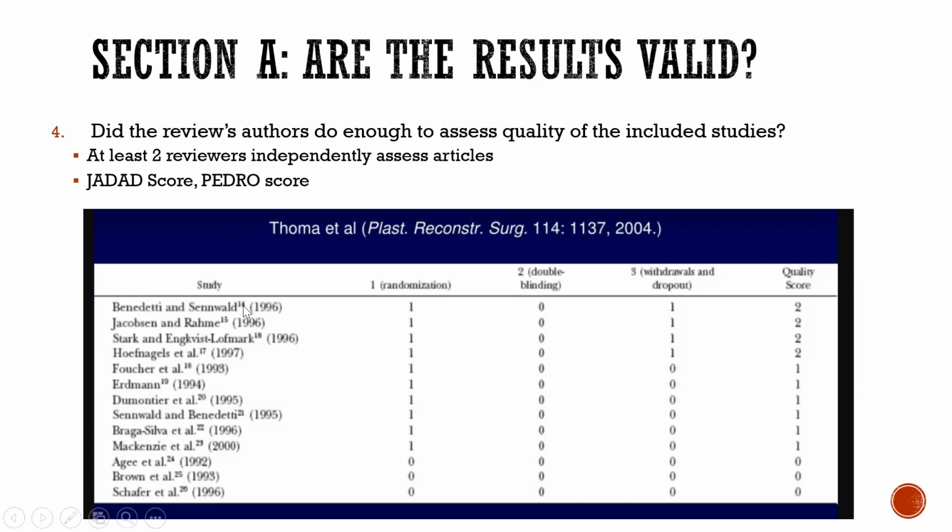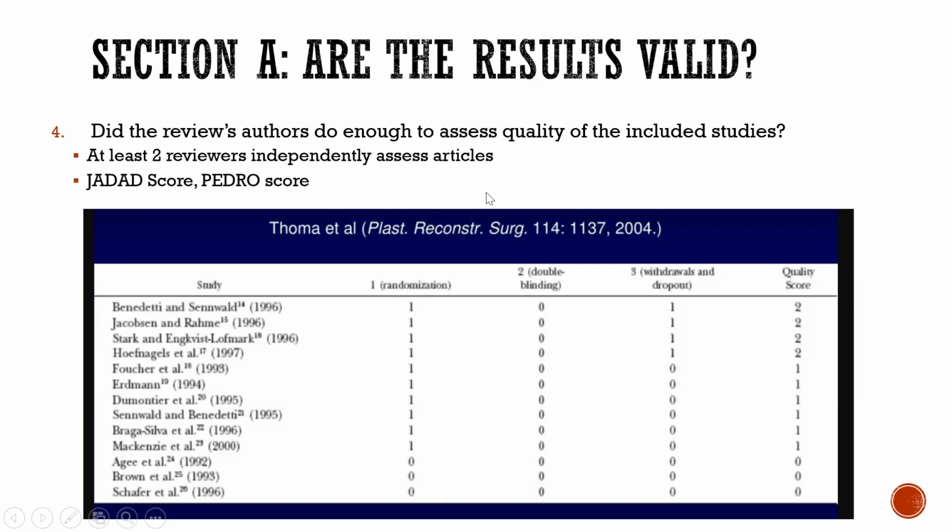So here, let's take this first study. The score is out of 5, and there are 3 different categories. They look at randomization, they look at double blinding, and they look at withdrawals and dropouts and how each study dealt with it. So 1 point is given for randomization, 2 points for double blinding, and I want to say 2 points for withdrawals and dropouts, for a total of 5. The person writing the systematic review is the reviewer, and they score every study.